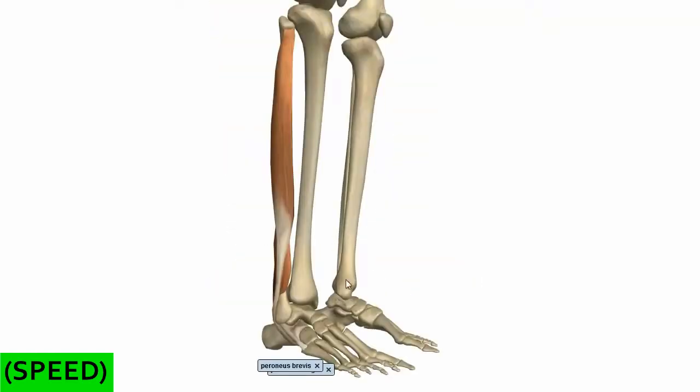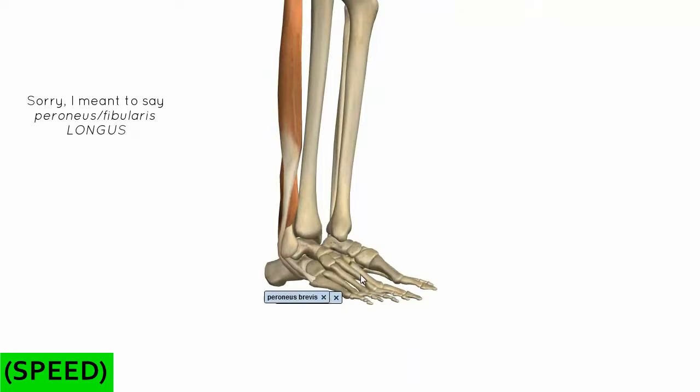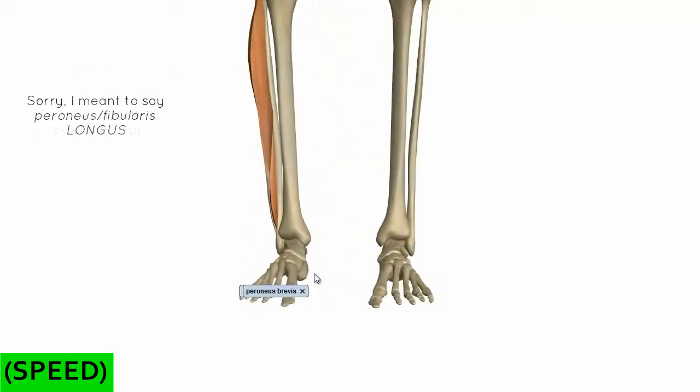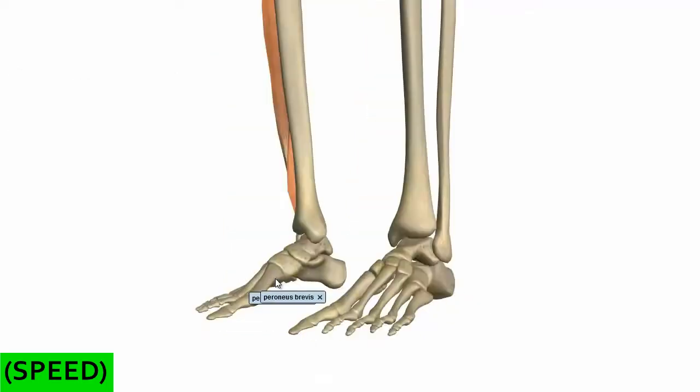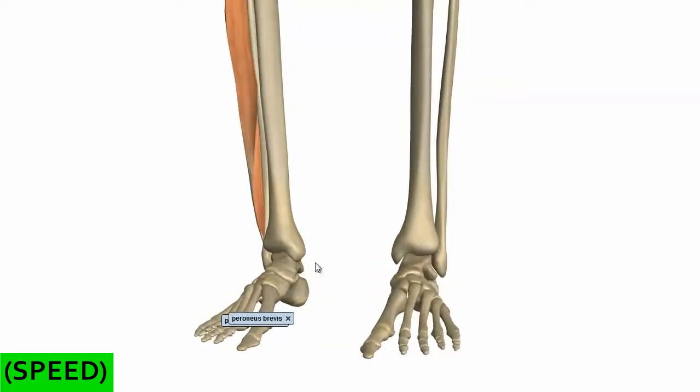Another point about the peroneus brevis is that it actually provides support to the arches of the foot. So it mainly supports the lateral and transverse arches. And if you remember in my last tutorial, the tibialis posterior also provides support to the arch due to its insertion on the medial aspect of the foot. And there's another muscle which I'll come on to talk about later in this tutorial called the tibialis anterior, which also inserts medially on the foot and contributes to arch support.